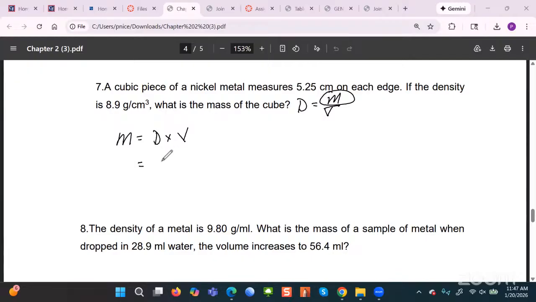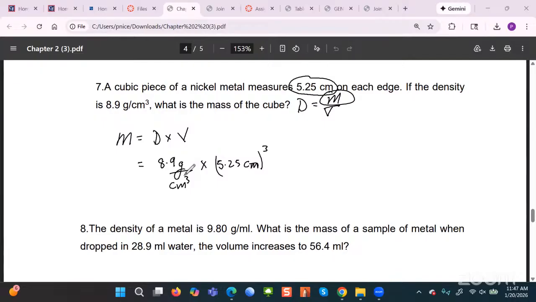Now, the density is given as 8.9 grams per cm cube, right? But the volume is not given directly, but they did give you the length of each edge. And I don't know if you learned this in your previous math experience, but the volume of a cube is equal to the length of the edge cubed, right? So that means that we multiply the 5.25 centimeters, and we cube it, and then we multiply that by the 8.9 grams per cm cube. All right, so let's do that.